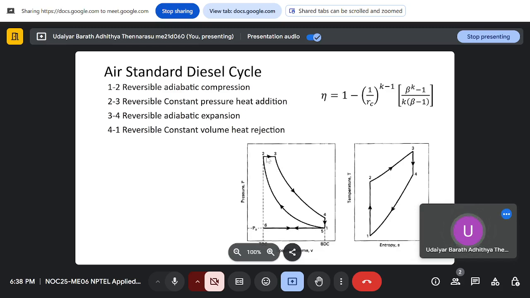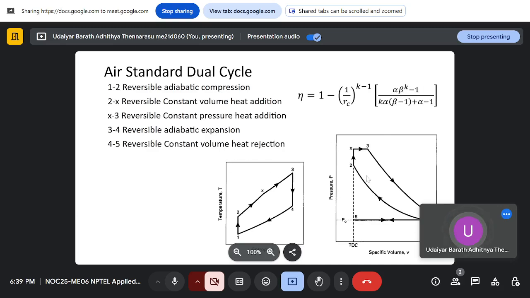And similar for a diesel cycle. The only change is that instead of the heat addition at constant volume, it now occurs at constant pressure. So you have two isentropic processes, one constant pressure heat addition and constant volume heat rejection. That is the change in the diesel cycle. The efficiency of the diesel cycle is given like this: 1 minus 1 by the pressure ratio raised to gamma minus 1, into (beta to the power gamma minus 1), where beta is the cutoff volume ratio, divided by gamma into (beta minus 1).